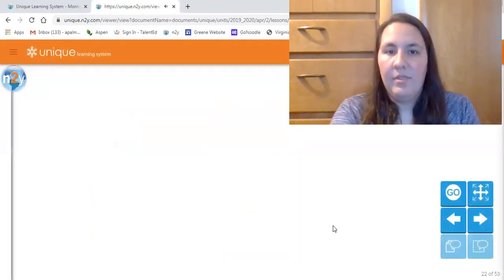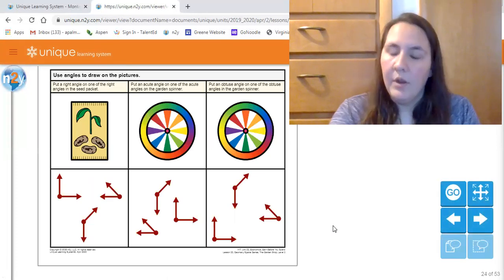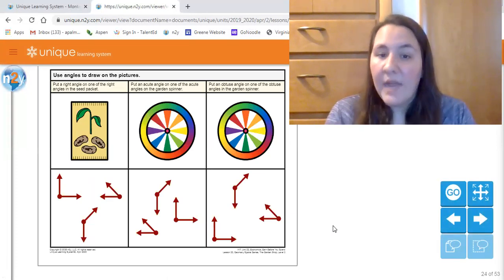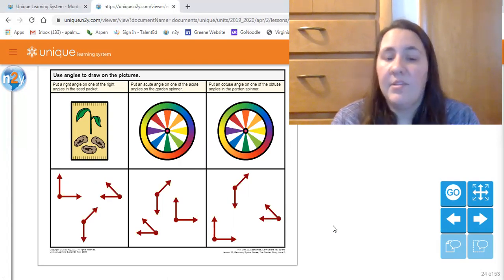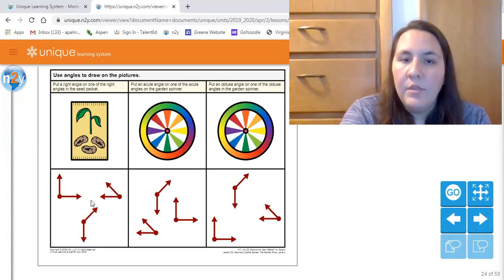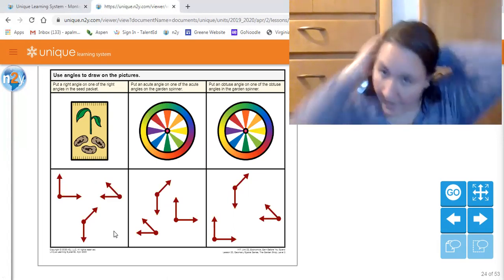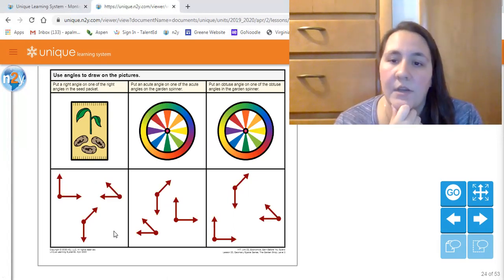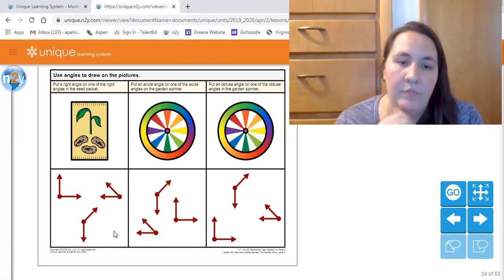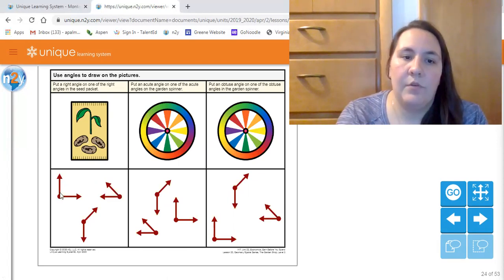All right, I think, if I remember correctly, there is one more. Okay, so this one is all about angles. So put a right angle on one of the right angles in the seed packet. So with your finger, I want you to touch the right angle. And remember, a right angle is 90 degrees. It goes straight up and straight across. So with your finger, touch the right angle. Beautiful job.